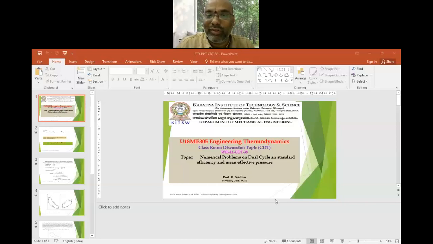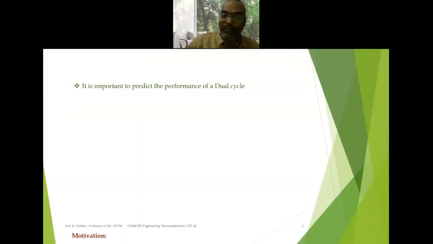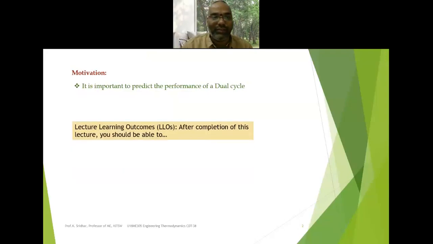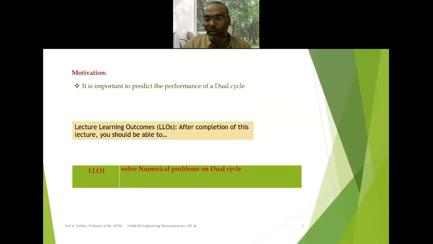So today's classroom discussion topic is numerical problems on the dual cycle, air standard efficiency and mean effective pressure. The motivation for today's class is that it is important to predict the performance of a dual cycle, and the outcome of today's lecture is that you should be able to solve some numerical problems on the dual cycle. In the previous class we discussed the dual cycle working principle, how we can represent the dual cycle on the PV diagram as well as the TS diagram, and similarly how we can find the air standard efficiency and mean effective pressure of the dual cycle. So in today's class we will solve some problems on the dual cycle.